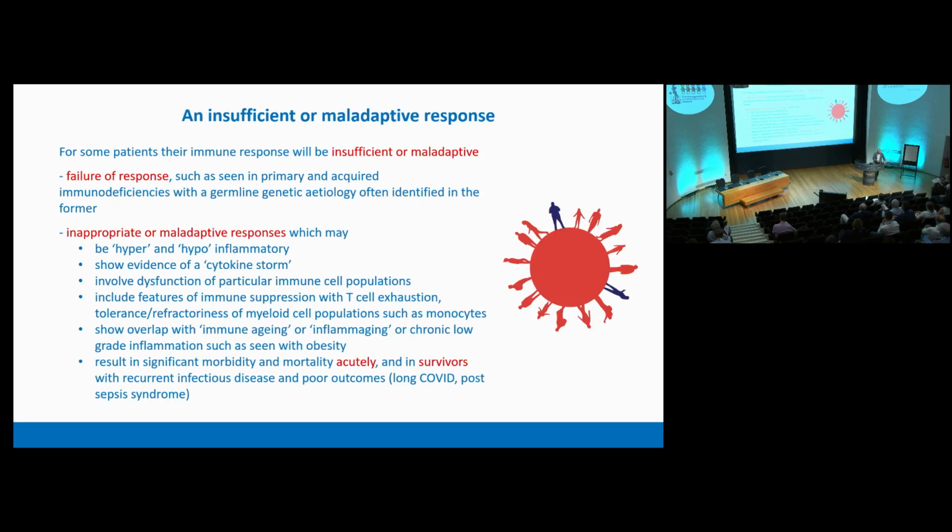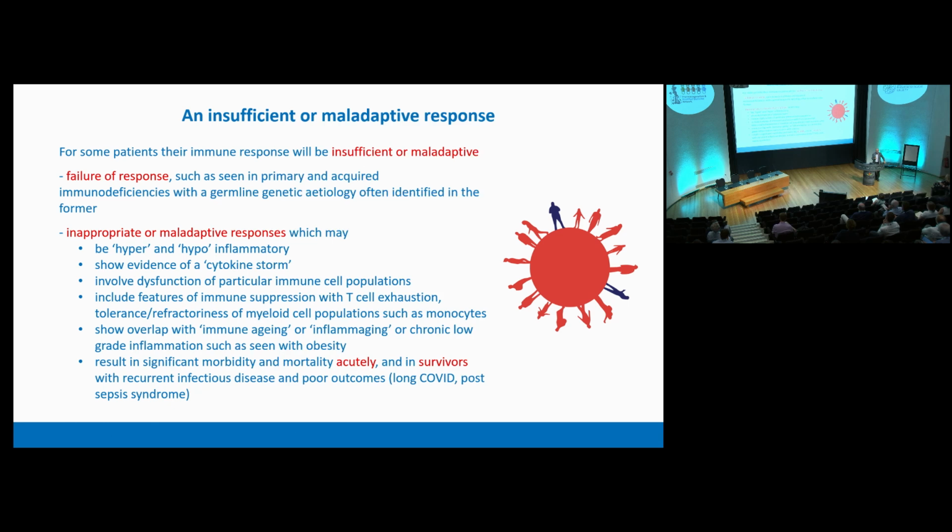The challenge that we're facing is how we deal with the small minority of patients for whom that is not the case, and in whom that response might be insufficient or maladaptive. So we can think about a failure of response in terms of people that might have a primary inheritable cause, for example, a primary immunodeficiency, or they may have an acquired immunodeficiency. And then there's a broader group which we understand much less well, where this response is somehow inappropriate or maladaptive.